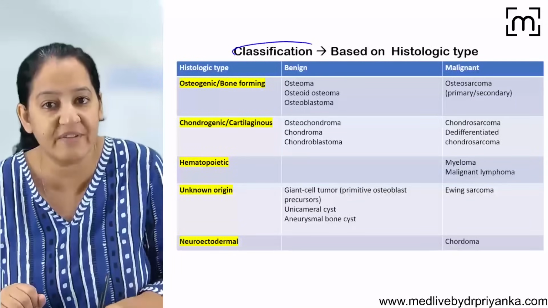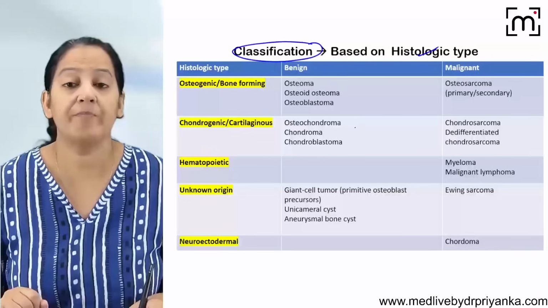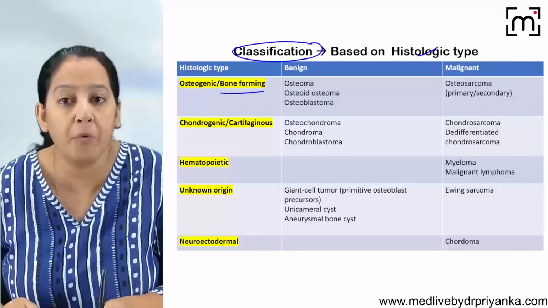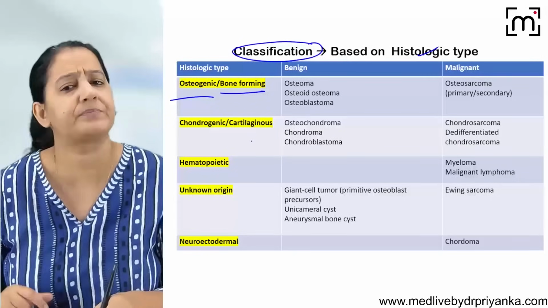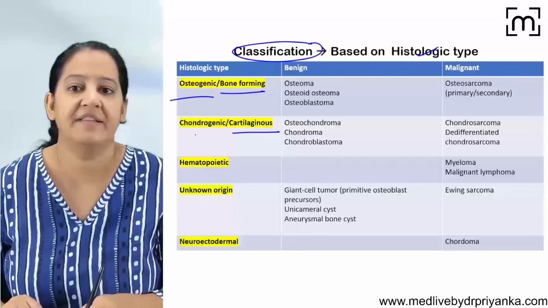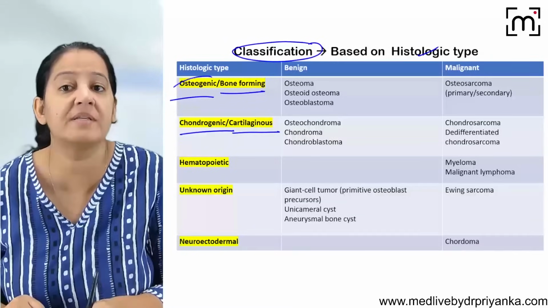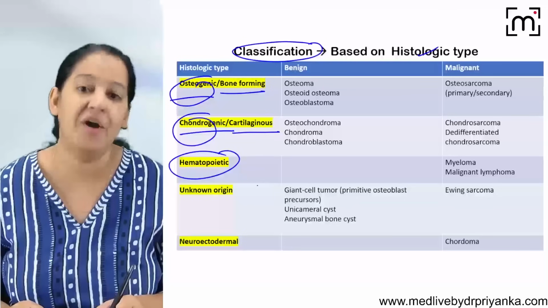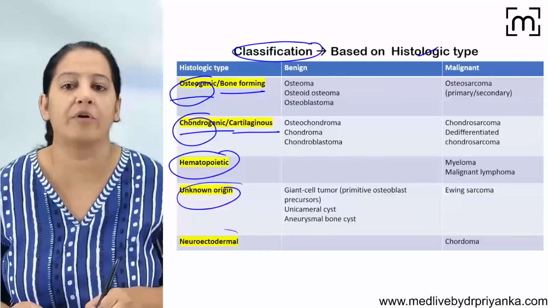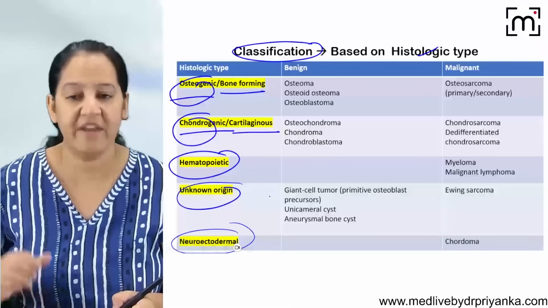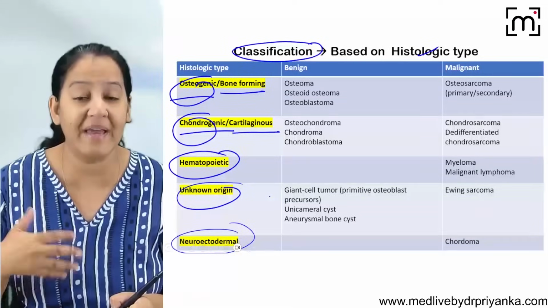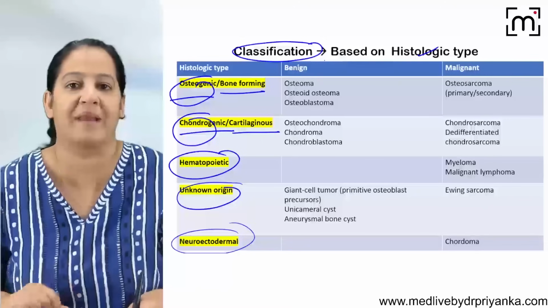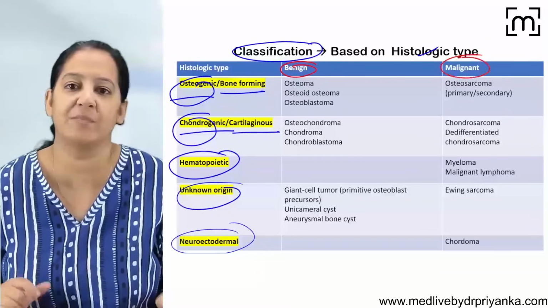As I told you, the first classification is based on histogenic type. So we divide the bone tumors into 5 categories. Whether the bone tumors are bone forming, that is osteogenic in nature, or whether they are cartilaginous in nature, that is chondrogenic, or whether they are hematopoietic in nature, or whether they are of unknown origin or neuroectodermal in origin. So we are dividing them in these 5 categories based on their basic histogenic type. Now each category has two variants, whether it is benign or malignant. So we have benign tumors and malignant tumors in each category.